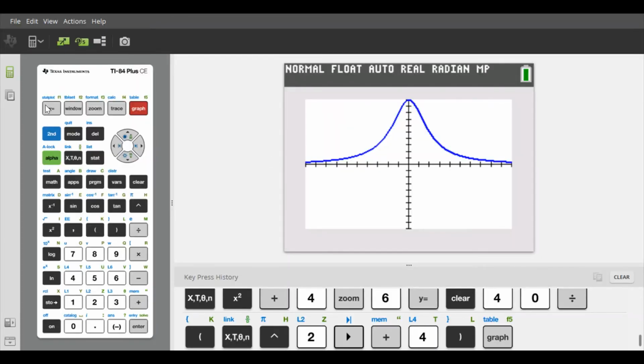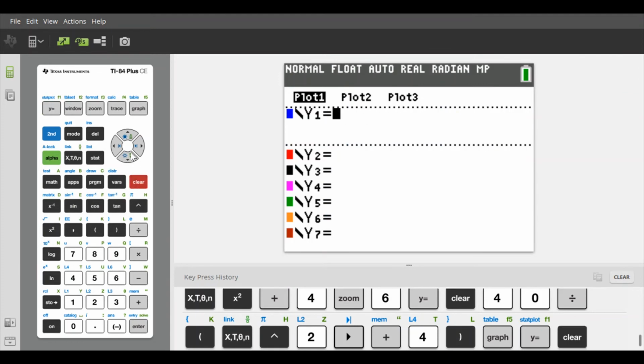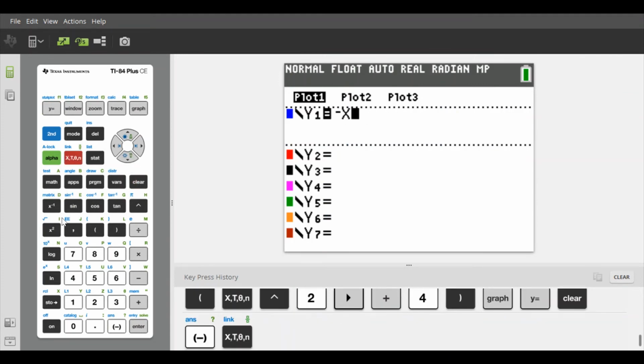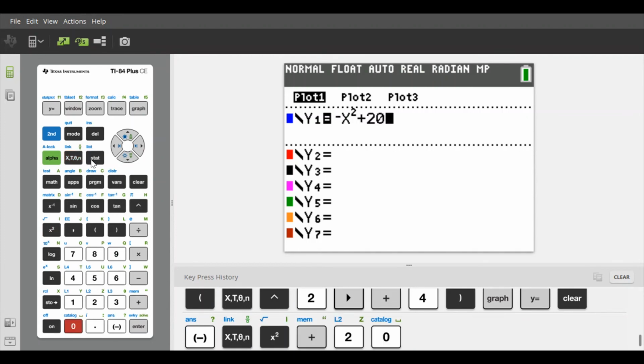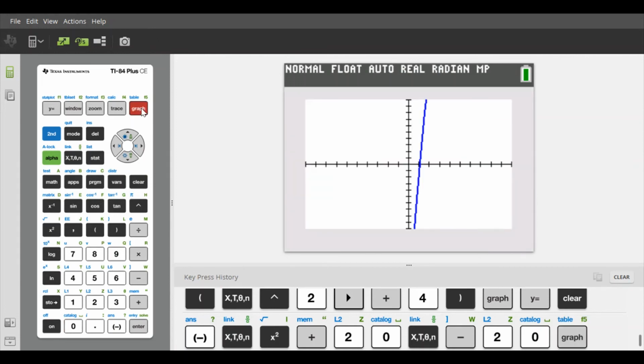Alright, so I'm going to go to y equals to start with, clear out that old function we had in there, graph our new function, which is -x squared plus 20x minus 20. And we're going to graph this on the standard viewing window. It's already in the standard viewing window from number 4, so we're just going to go straight with it. And what we notice is on this viewing window, it almost looks like a straight line.